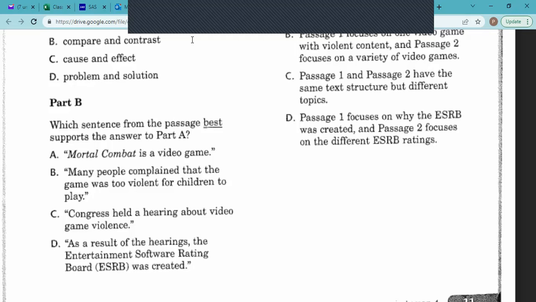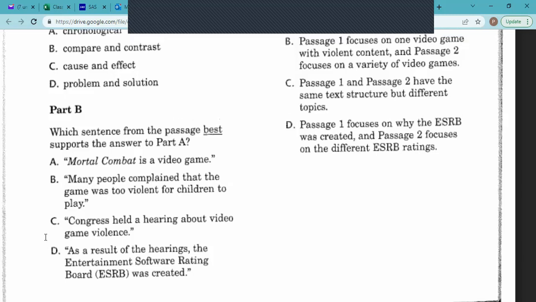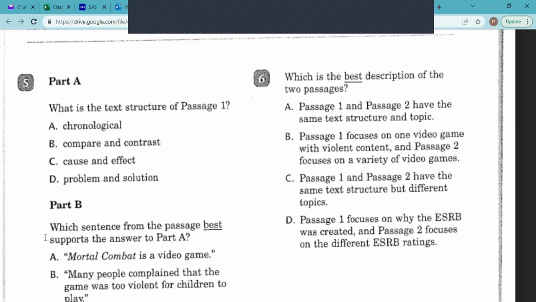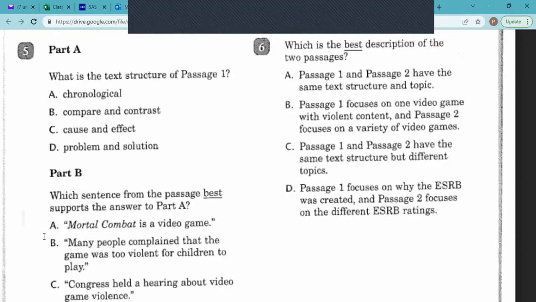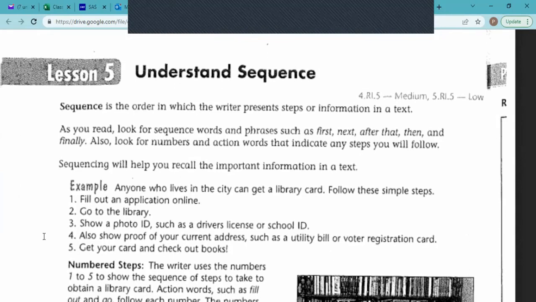All right, your answer to number 5, part B, is going to be D. And this actually indicates a cause and effect relationship like we chose above for part A, okay? Because they give you the cause, right? And then the effect is as a result of these hearings, okay? Then that is the effect, okay? You're going to go ahead and do number 6 on your own.